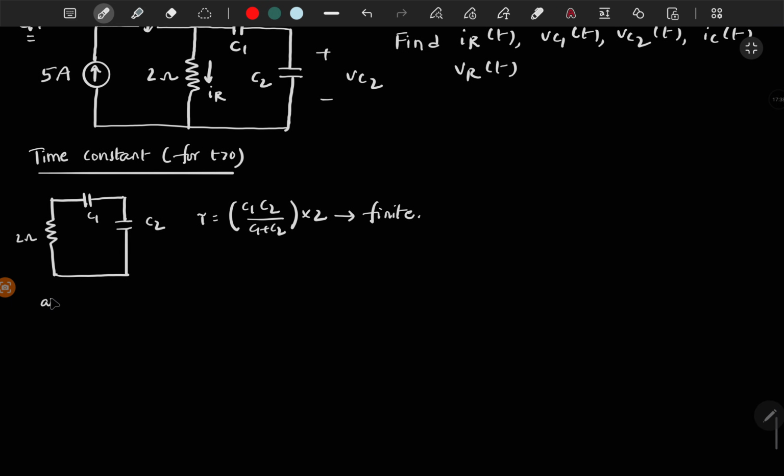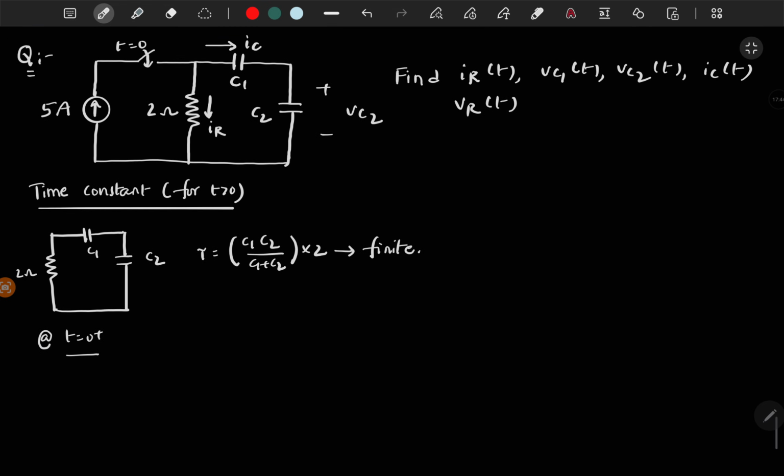Now draw the circuit at t is equal to 0 plus. This is the second step. So for t is equal to 0 plus, you have 5 amps, 2 ohms, and these two will be short circuited.